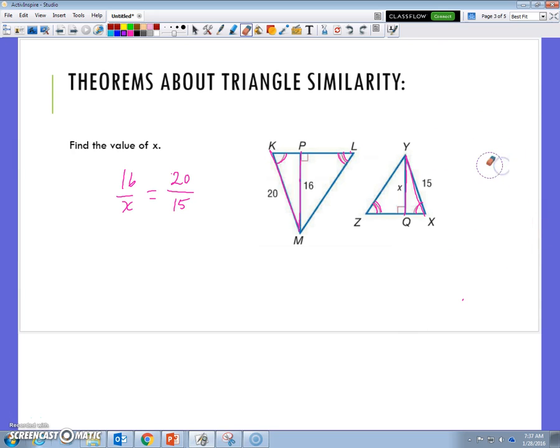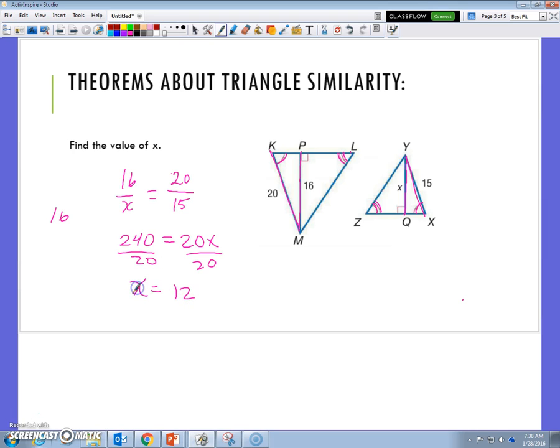Just make sure you're setting up your proportions properly. The 20 compares to the 15, the 16 compares to the x. All right, now it's just a matter of solving. So let's take a look here. 16 times 15, I think that's 240, equals 20x. I know it's 240 because 15 squared is 15 times 15, that's 225, plus another 15 on top would be 240. And then I would just divide both sides by 20. So x equals, there's 5 20s in 100, so 5, 10, and 2 more, 12.